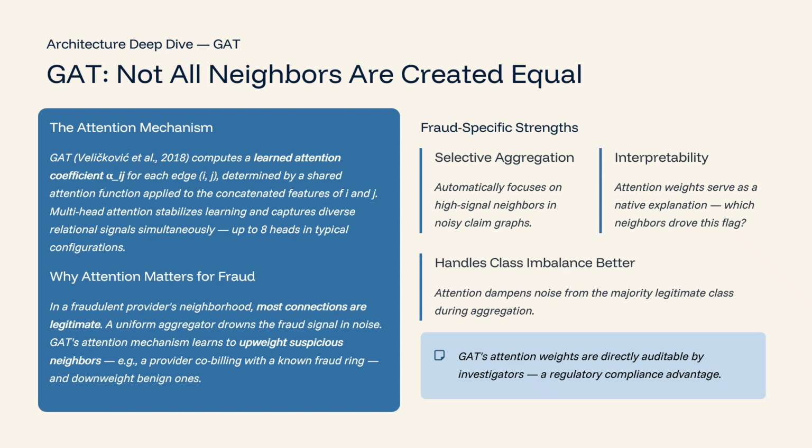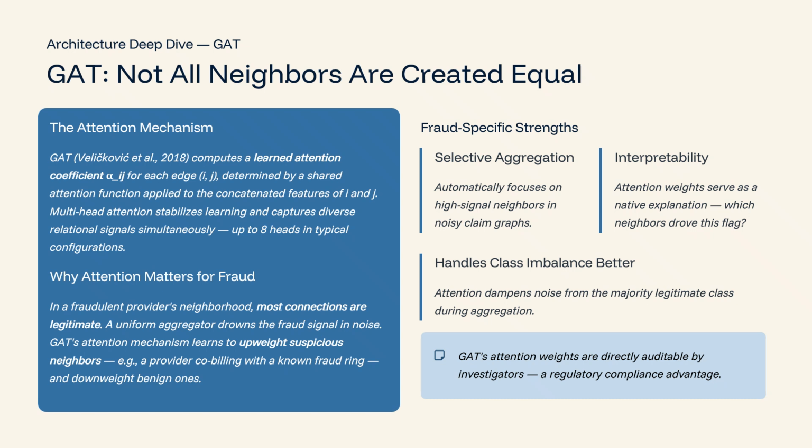But here's the production insight that 5 of 10 articles explicitly flag: GAT's attention weights are natively auditable. They are computed during the forward pass, with zero additional latency. When an investigator asks why this provider was flagged, you hand them a ranked list of specific co-billing relationships that drove the score. Under CMS audit requirements, that traceability can be the difference between a model that passes compliance review and one that doesn't.